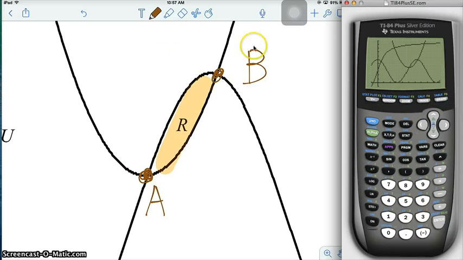Let's find the next one, B. So calc, intersect. First curve, second and third. Let's guess it's going to be somewhere around here, 6 point something. Let's go ahead and quit, and then store that as B. Now we have finished storing on the calculator.